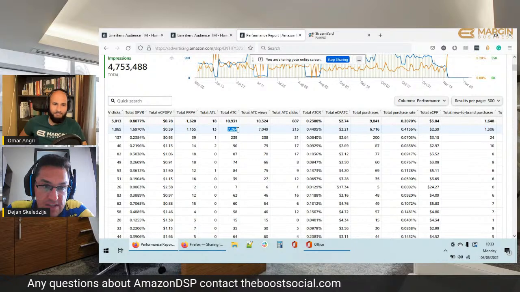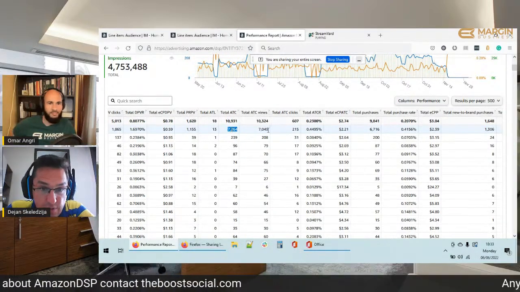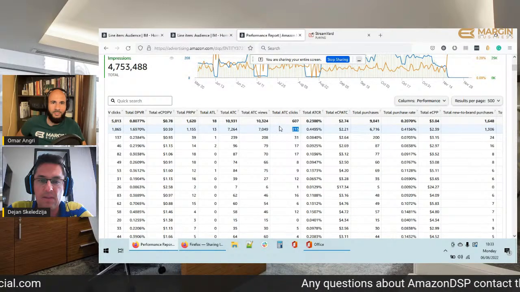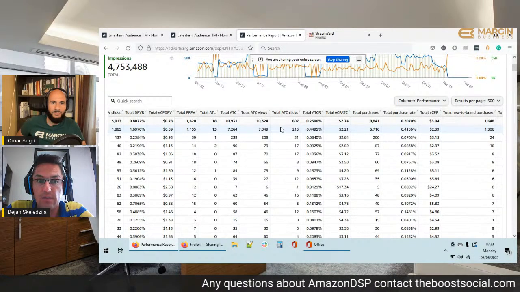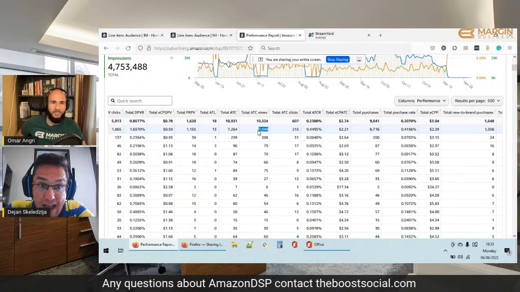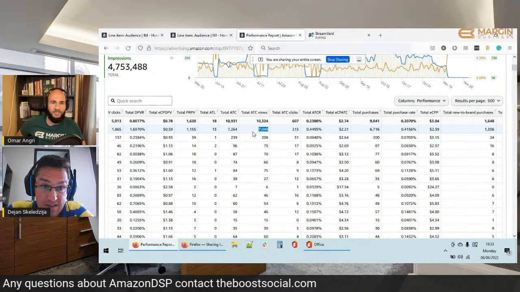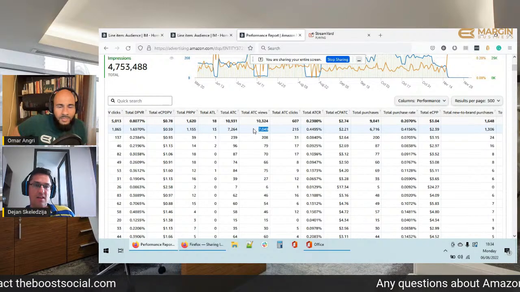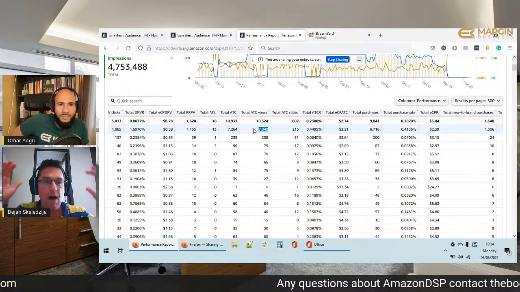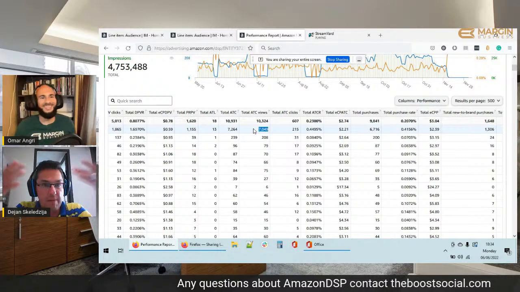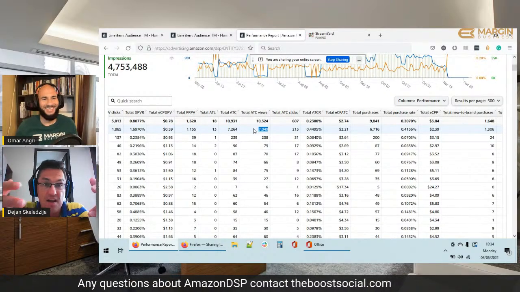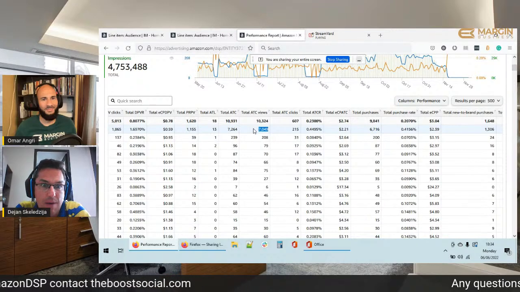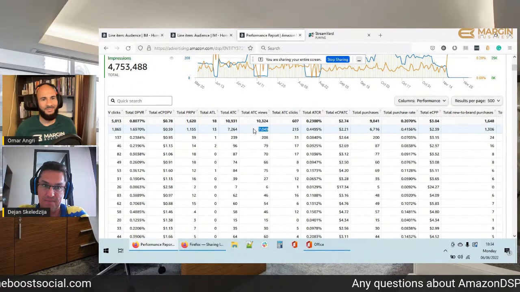You see, out of 7,264, only 215 clicked the ad, the banner, and added to cart. All others never clicked the banner. Look at this. People are very smart these days and they do not click banners. They see the banner, but they still add it to cart. How? Well, they're smart. They can search for your brand.